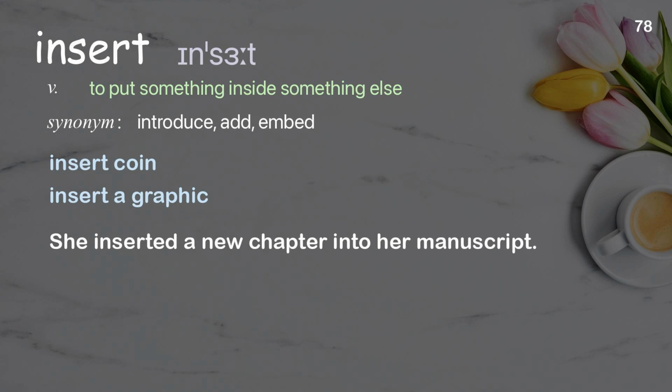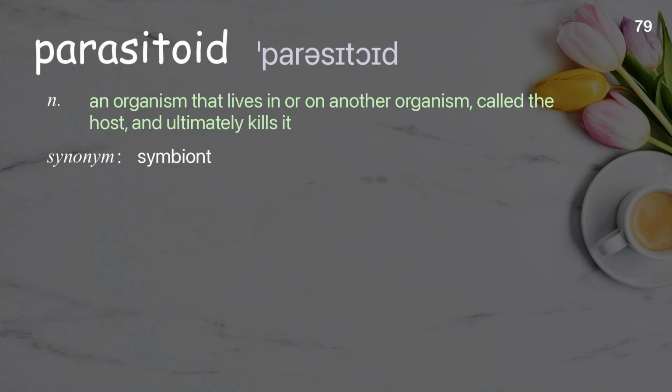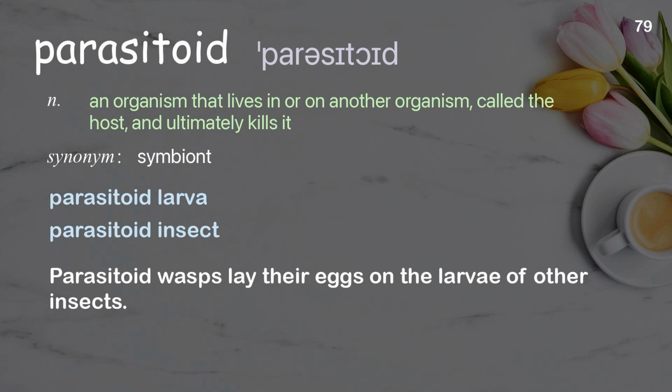Parasitoid. An organism that lives in or on another organism, called the host, and ultimately kills it. Examples: parasitoid larva, parasitoid insect. Parasitoid wasps lay their eggs on the larvae of other insects.